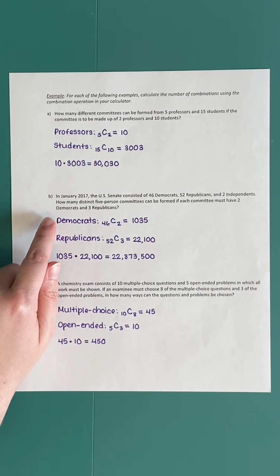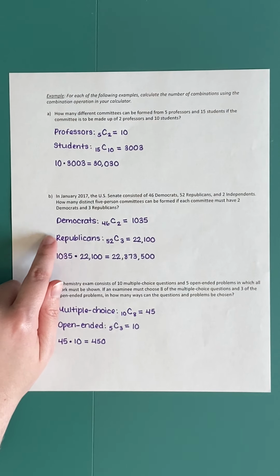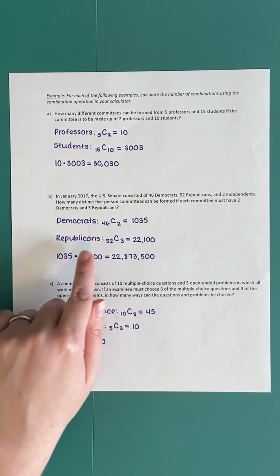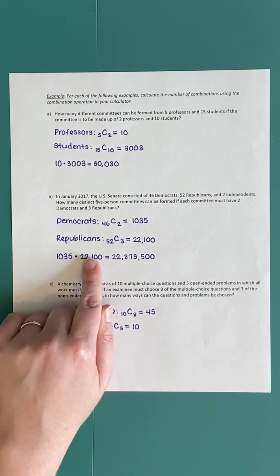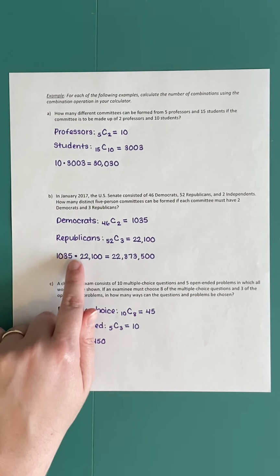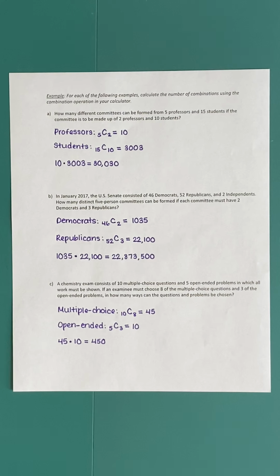So we perform step 1. This is the number of ways to do that. We perform step 2. This is the number of ways to do that. We multiply the number of ways to perform each step together, and that's going to give us the total. So 1,035 times 22,100, 22,873,500. So that's the number of different committees we can form if we're choosing in this way.